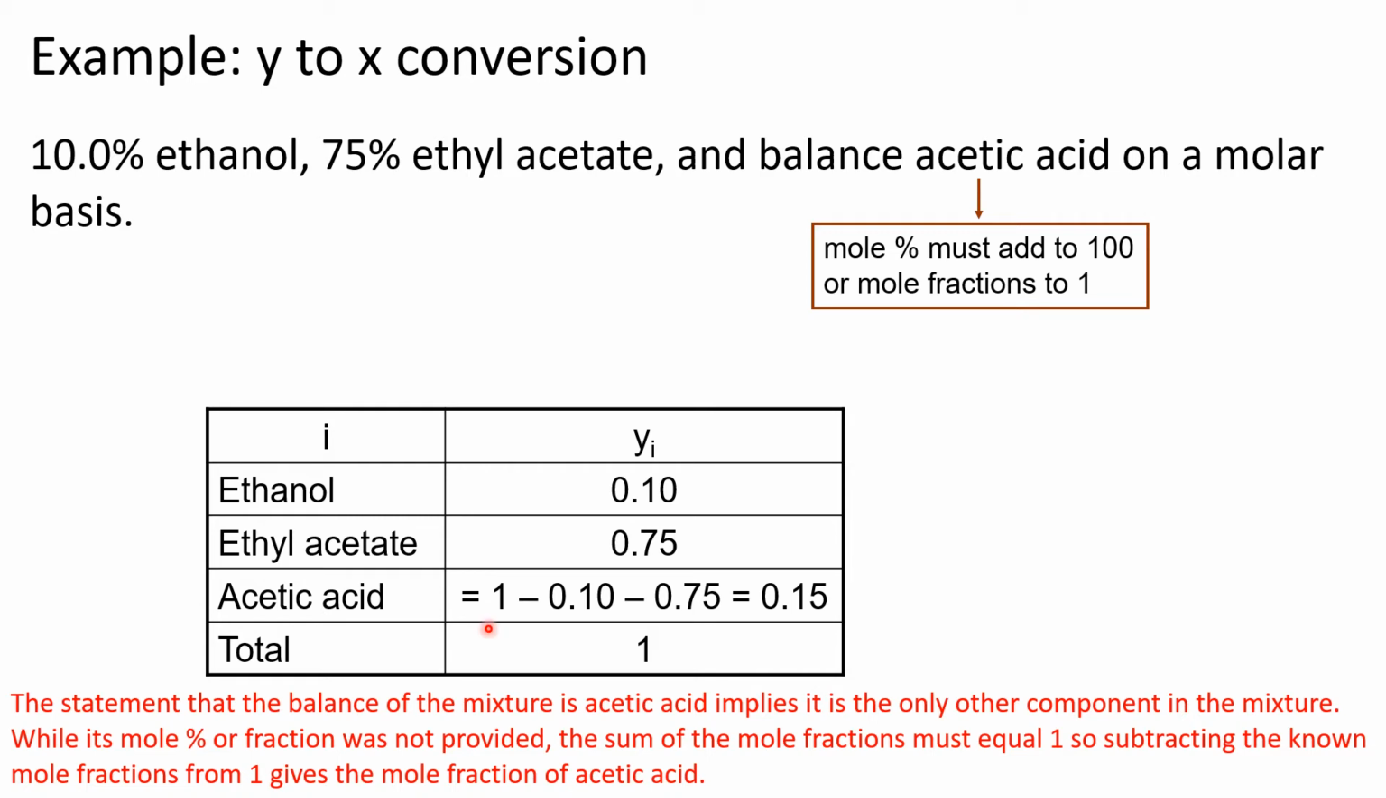The statement that the balance of the mixture is acetic acid implies it is the only other component in the mixture. While its mole percent or fraction was not provided, the sum of the mole fractions must equal 1. So subtracting the known mole fractions from 1 gives the mole fraction of acetic acid.